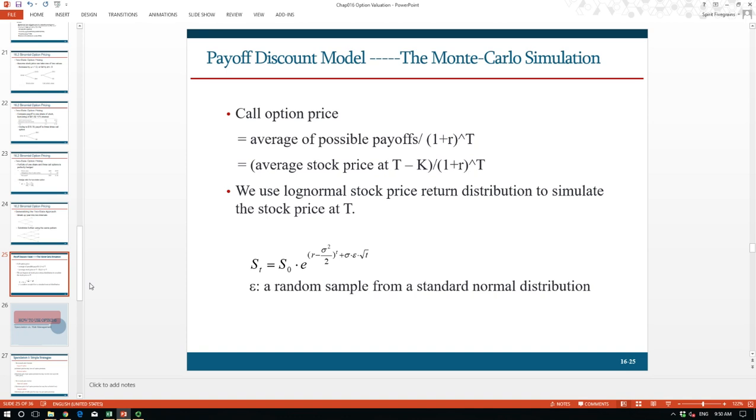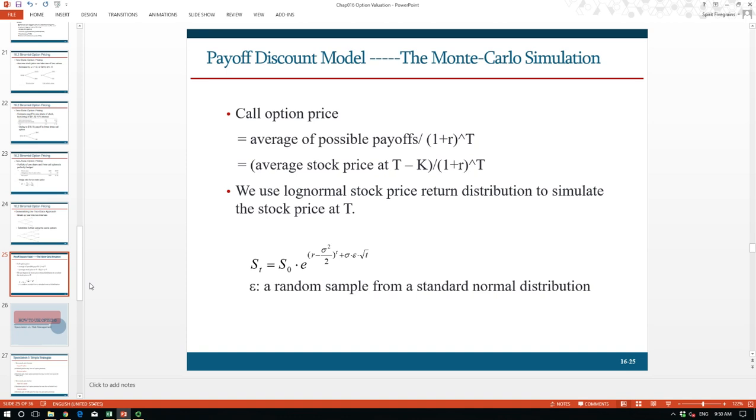When you try 5 million times, approximately speaking, you are exploring potentially all potential scenarios in the future. So the more simulation that you do on your computer, the more likely that you capture the future uncertainty. And the mechanism here is you simulate potentially all future stock prices.